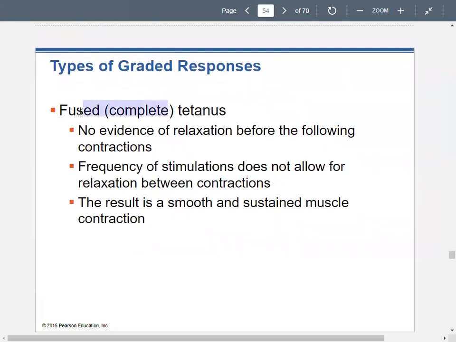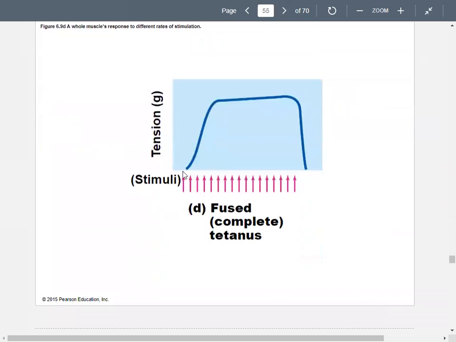Whereas with fused or complete tetanus, you get no relaxation at all. The frequency of your stimulations is not allowing for relaxation between the contractions. The result is smooth and sustained muscle contraction. These stimulations are so fast, you get smooth lines for your tension. Obviously there's a point at which it's as high as you can go. It slows down at some point with the rate, but it's a smooth line instead of all the little peaks.